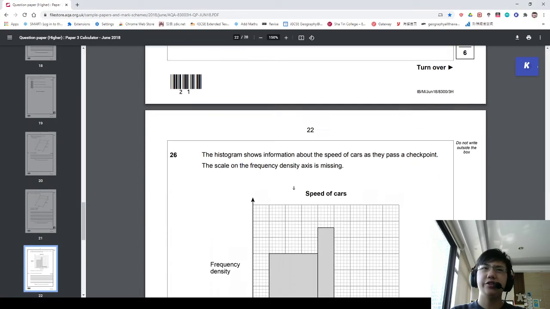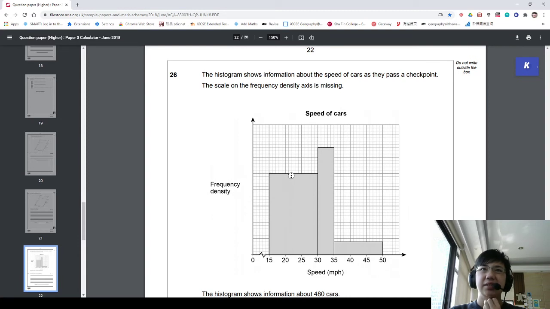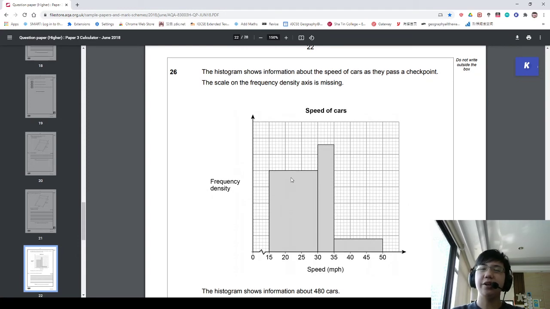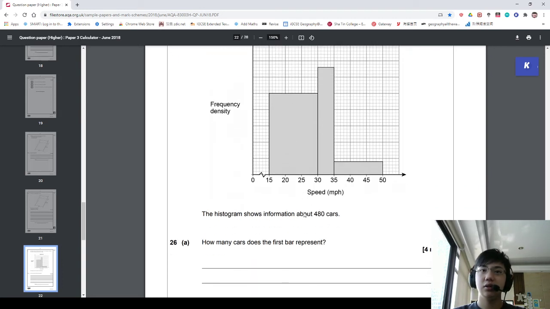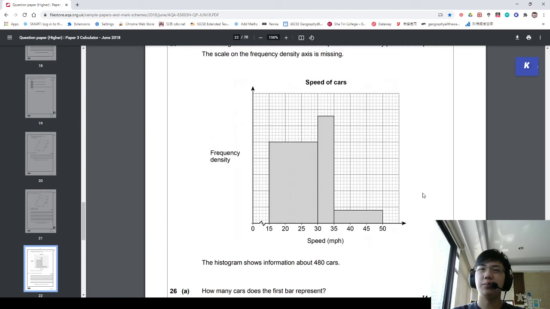Moving on to question 26. This histogram shows information about the speed of cars as they pass a checkpoint. The scale on the frequency density axis is missing. The histogram shows information about 480 cars. How many cars does the first bar represent?